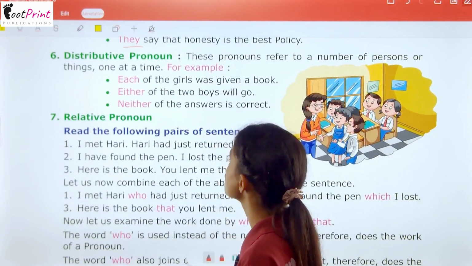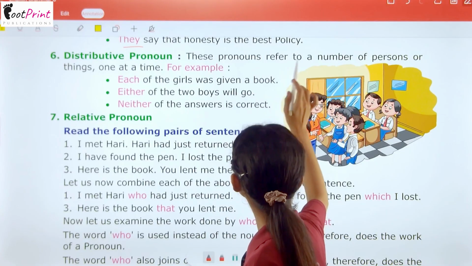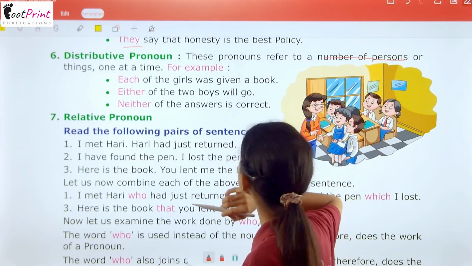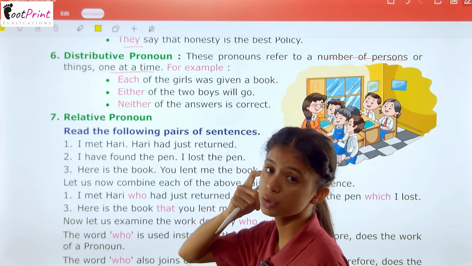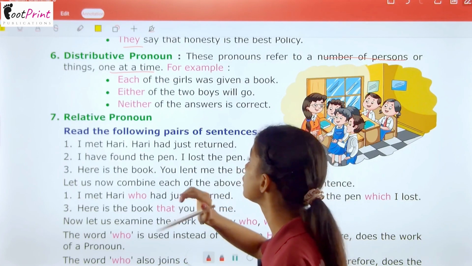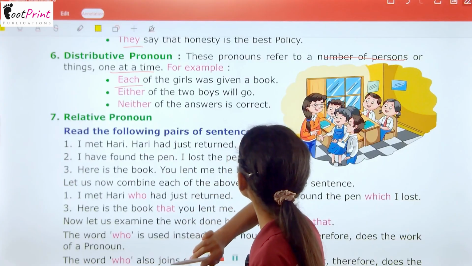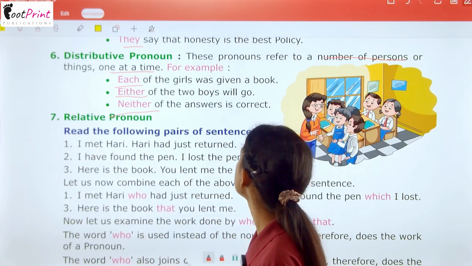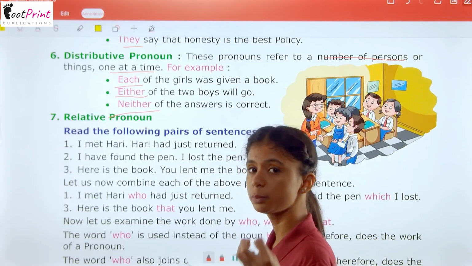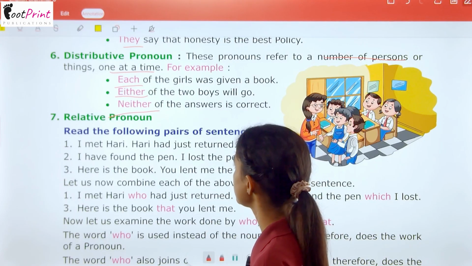Next we have distributive pronouns. These pronouns refer to a number of persons or things at a time. Okay. A number of persons or things at a time. So more than one. Each of the girls was given a book. Either of the two boys will go. Neither of the answers is correct. So we are talking about a number of persons or things.